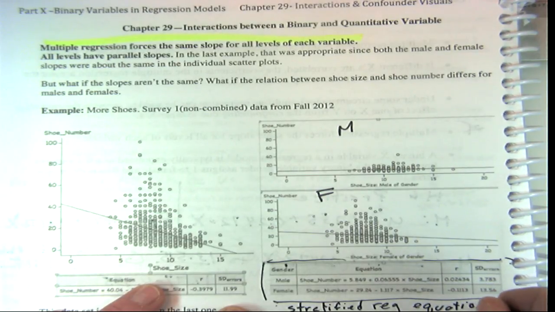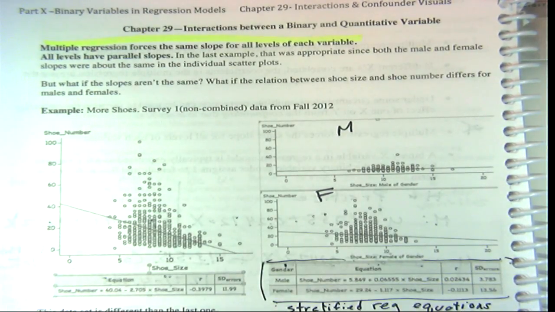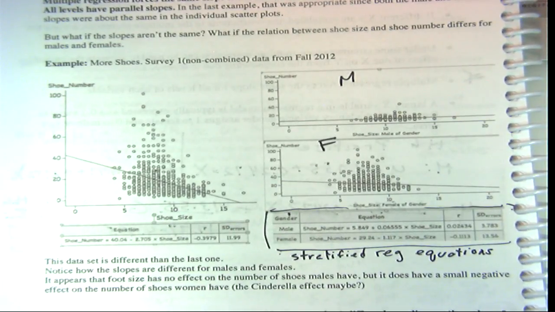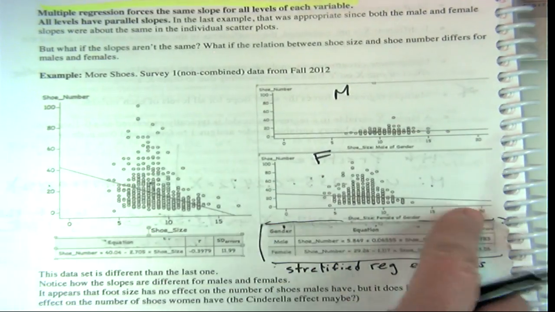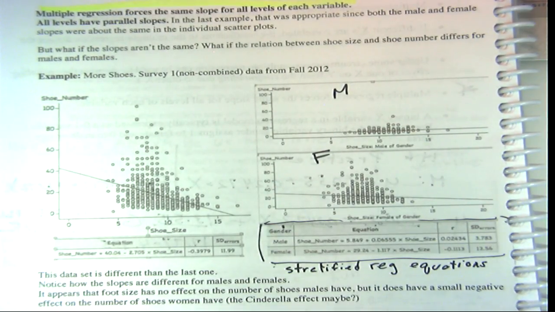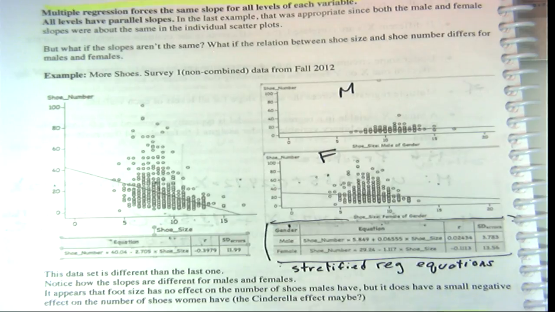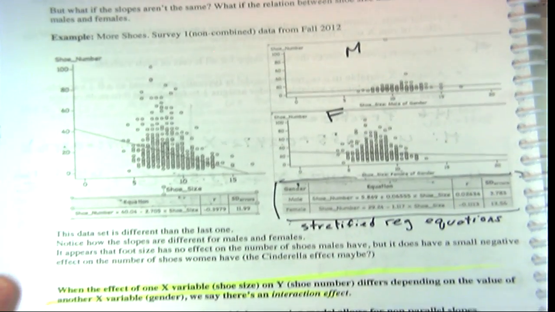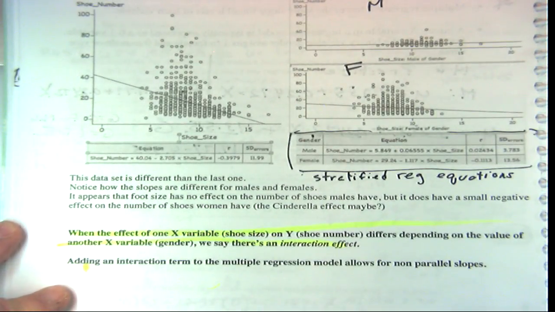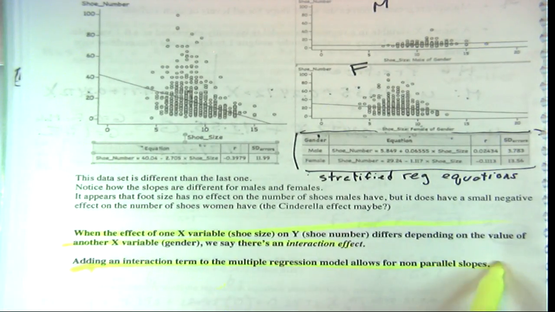So now what do we do if we want to do this? When the effect of one X variable, shoe size, on shoe numbers is different, flat for males and different for females, depending on the value of the other X variable, gender, that's called an interaction effect. And adding an interaction term, which is a multiplicative term, you'll see in a minute, not an additive factor, where we're multiplying two slopes together, allows for non-parallel slopes.